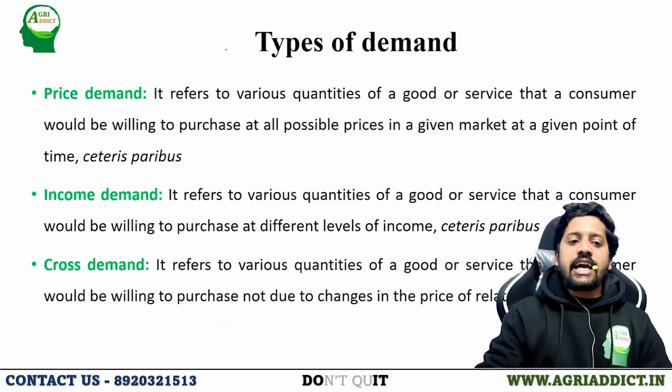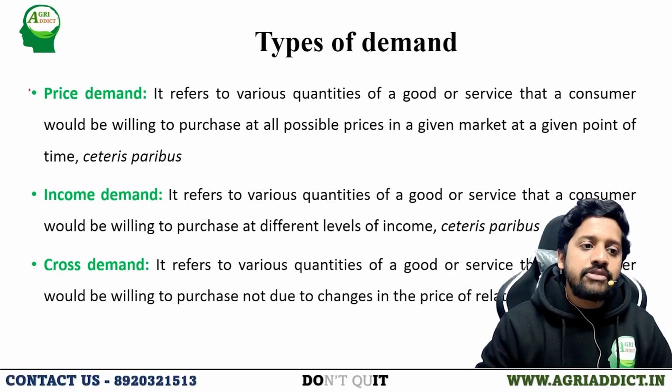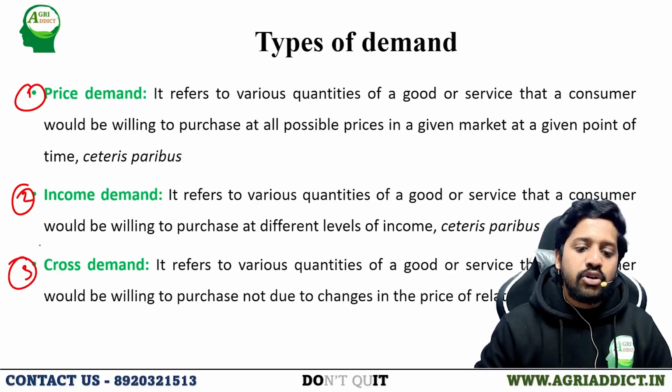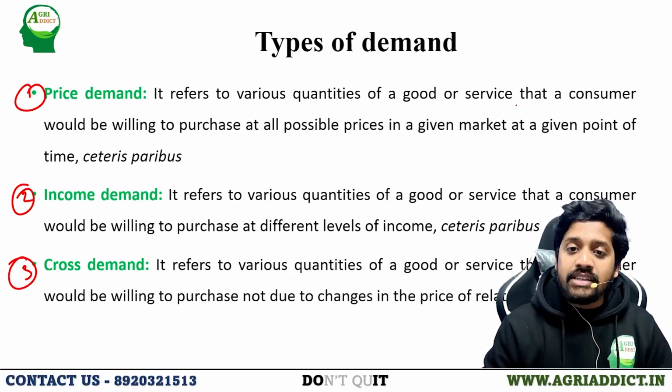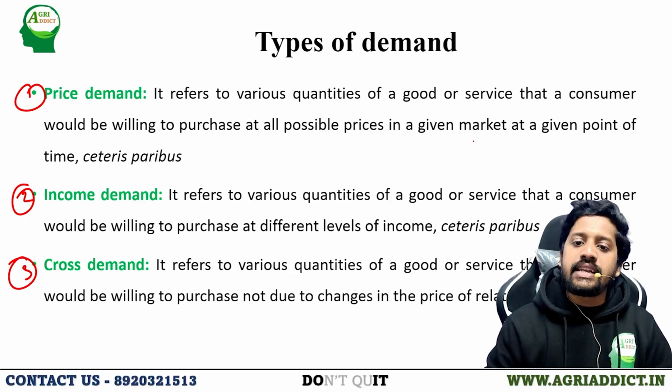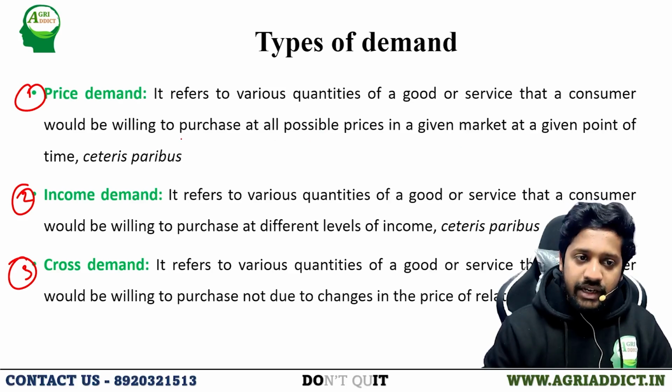Which are the types of demand? There are three types of demand, that is price demand, income demand and cross demand. What is price demand? It refers to various quantities of a good or service that a consumer would be willing to purchase at all possible prices in a given market at a given point of time, ceteris paribus.